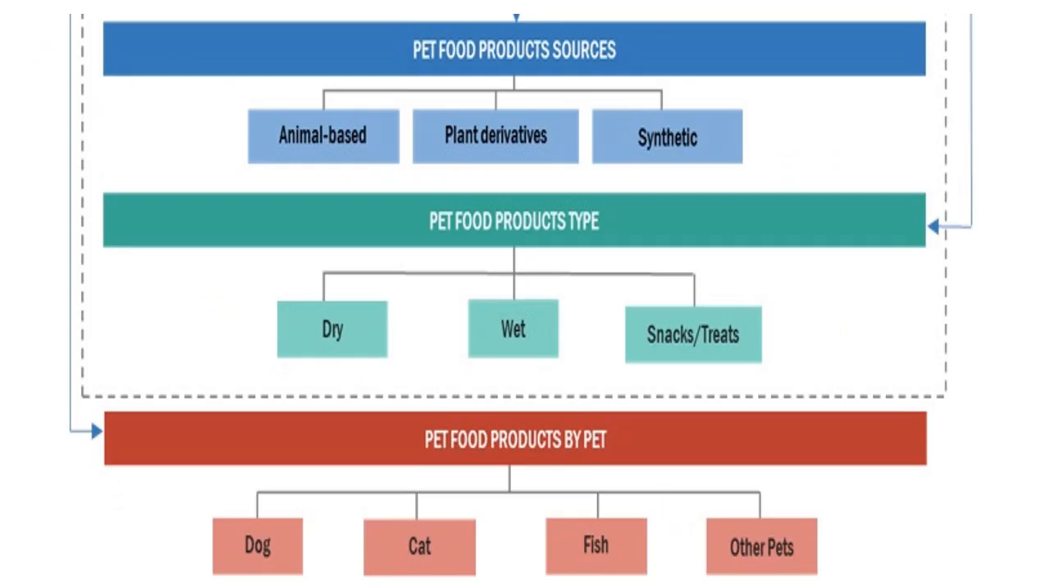This is a basic background about pet food, which I discussed in my first lecture. Pet foods can be animal based, from plant derivatives, and synthetic. These products can be dry, wet, and sometimes semi-dry, and sometimes they can be snacks or treats. Pet foods can be for dogs, cats, fish, and other pets, but we are mainly focusing on dogs and, to some extent, cats, and both of them mostly need animal origin ingredients to fulfil their nutritional requirements.